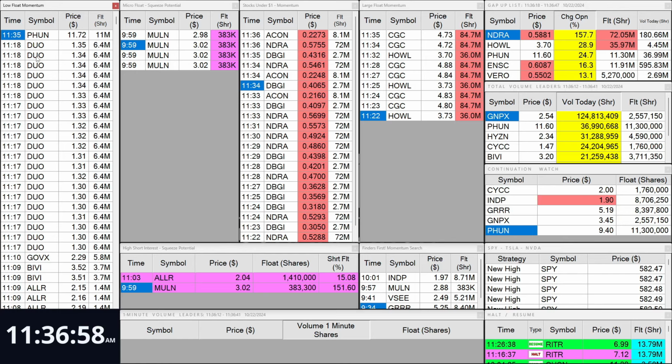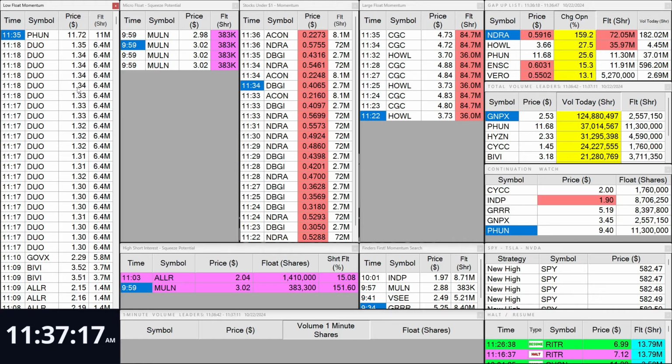So Duo, DUO, we've got down here GOVX, BIVI. These are all low float momentum based names here that are getting some attention. To the right, we've got the price. So symbol is going to let us know the ticker that we're looking at and looking for visually. The price is going to let us know the price of that alert.